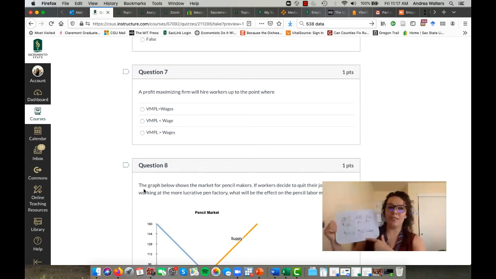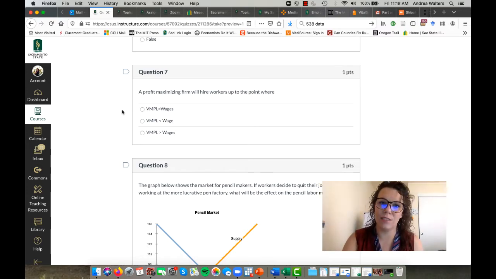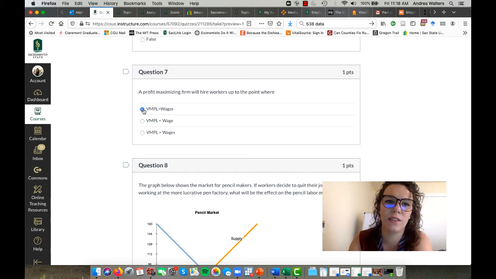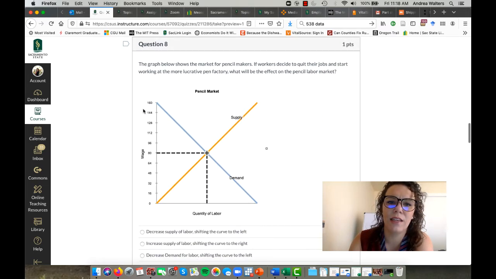So for example, in this case, this firm might even consider hiring another worker depending on what their value marginal product of labor is. If it is below 120, they won't hire them, but they'll hire workers up until the point where value marginal product of labor is equal to wages. So a profit maximizing firm will hire workers up till that point. And we can think about it when we look at the next question.